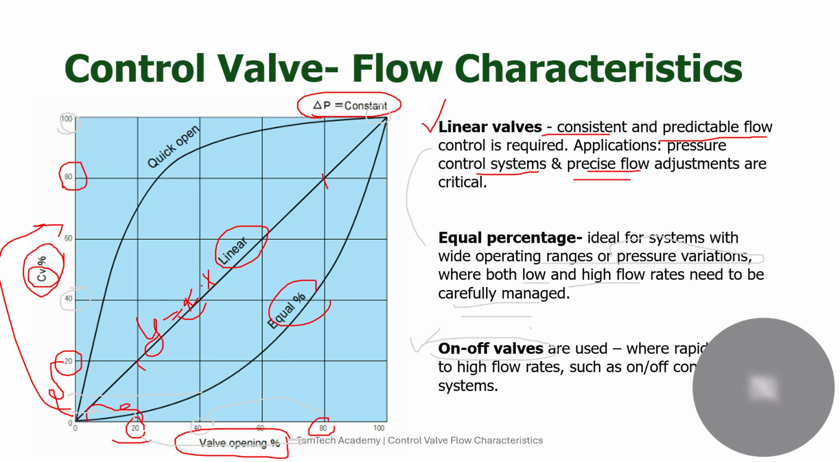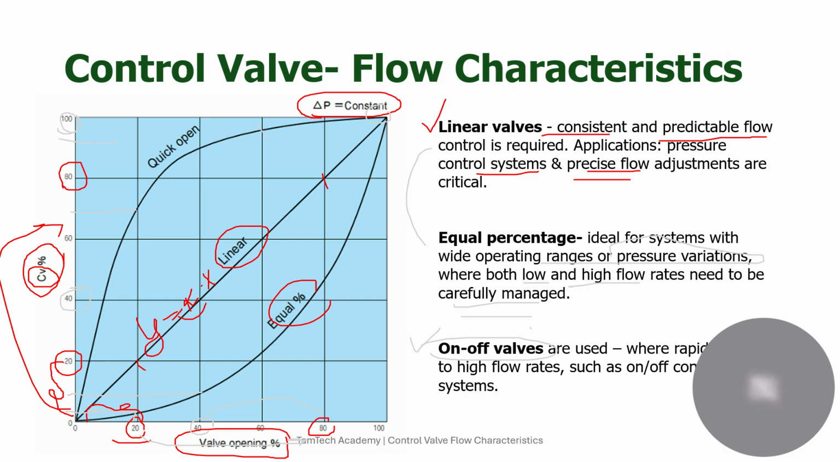As you can see from this graph, if I change it, let's say from 20% in the quick opening, you already have around 65, 68 percent flow rate change. If I open it around 60%, it is already around 90% flow rate change.